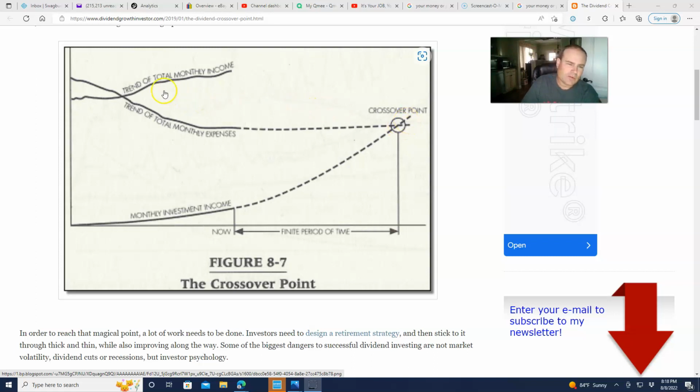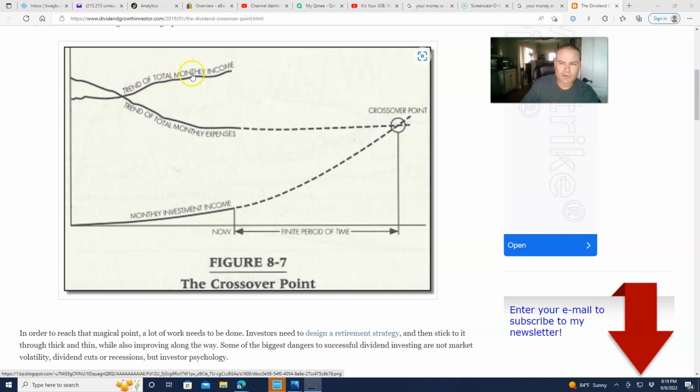Okay, so if you look at this, there are two lines over here on the left: the trend of total monthly income and the trend of total monthly expenses. And then on the bottom, you've got the monthly investment income, a line going up here. For simplicity, I'm just going to use some real basic numbers. Probably not reality numbers, but just so the concept is understood.